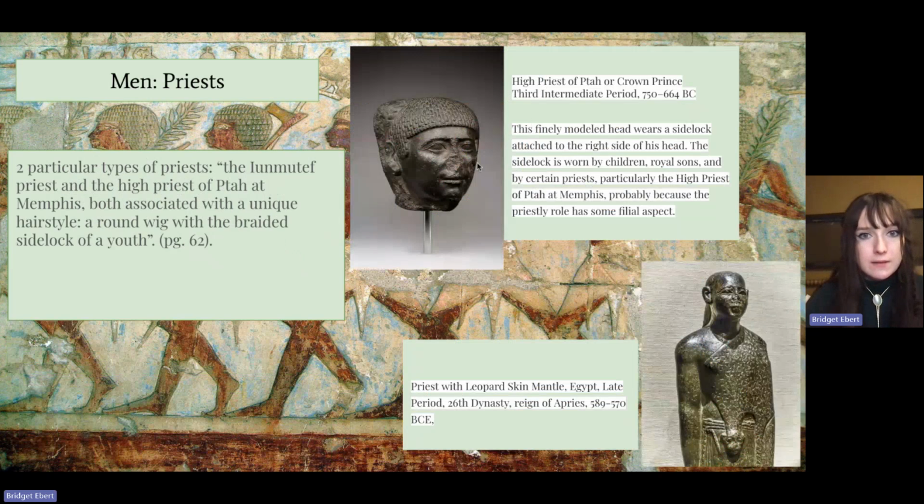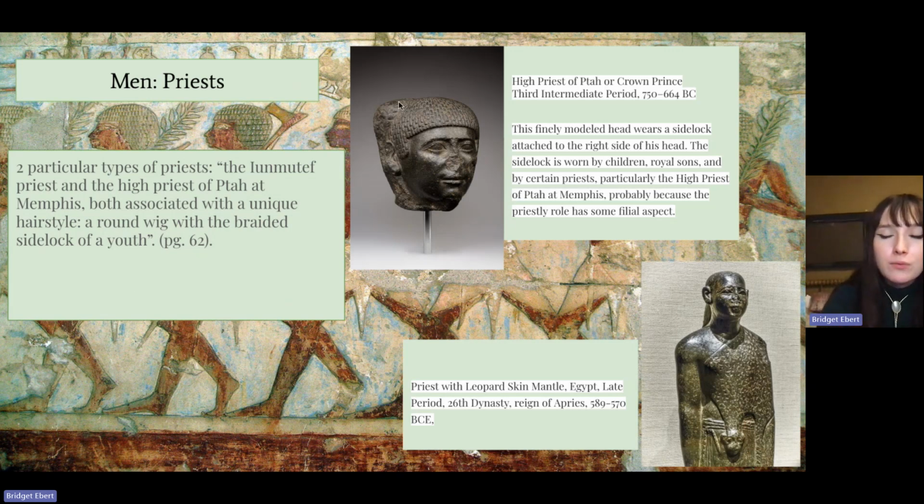Then we have the priests, and the priests are very interesting. There's two particular types of priests, the Ainamutef, I apologize if I said that wrong, priest, and the high priest of Ptah at Memphis, both associated with a unique hairstyle, a round wig, kind of like a bowl cut, with a braided side lock of a youth. And we'll get into the youth hair later.